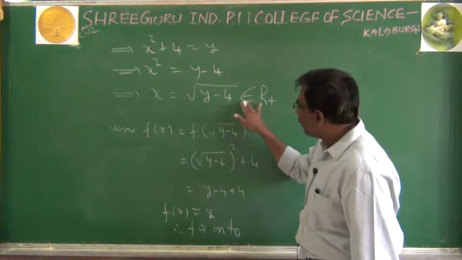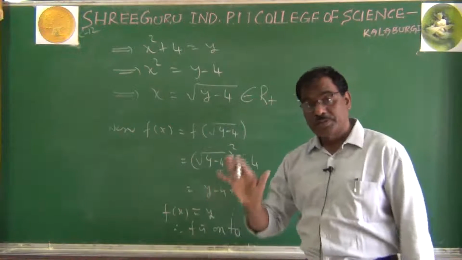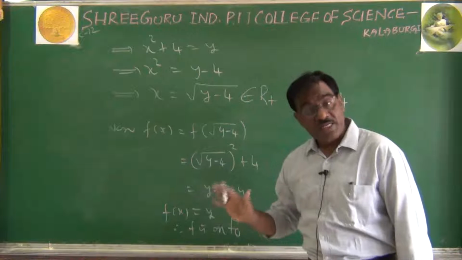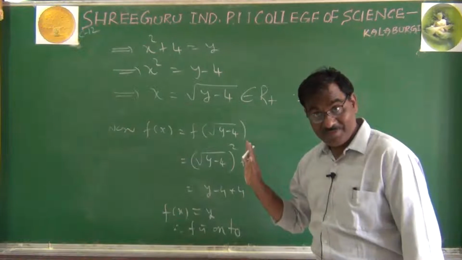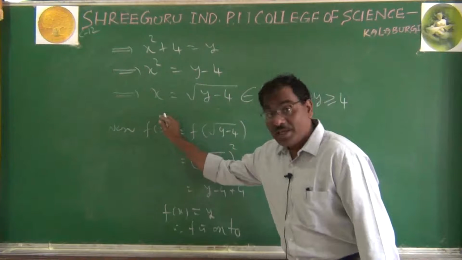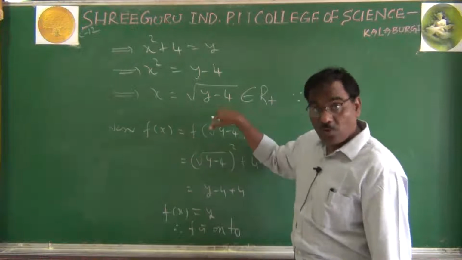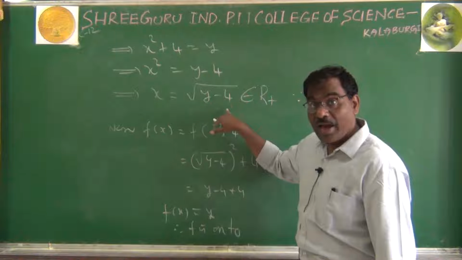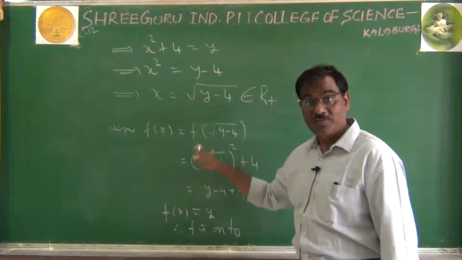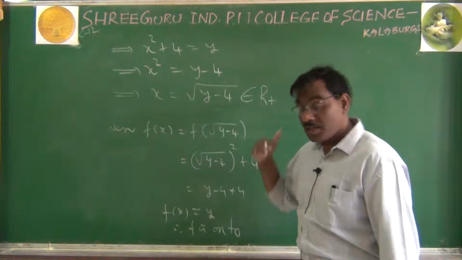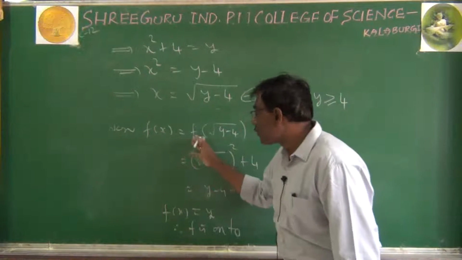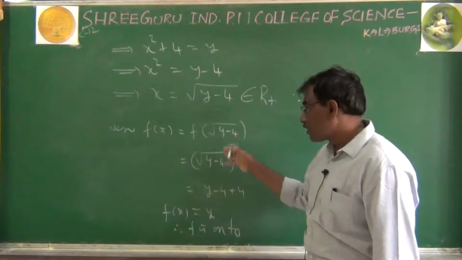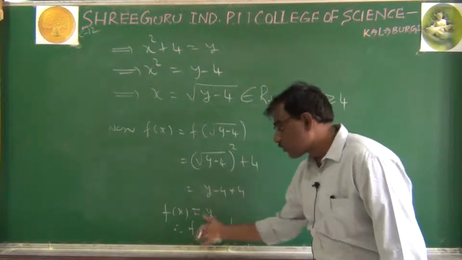Root of y minus 4 belongs to R plus. Why is it R plus? Because y is greater than 4. Every element of the codomain has its pre-image, so the function f is onto. Now I am taking y belongs to R plus, y greater than 4. Now f of x is equal to root of y minus 4, this x. I am putting it into the onto formula.